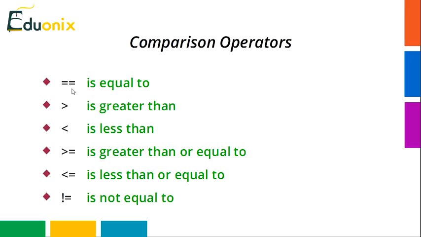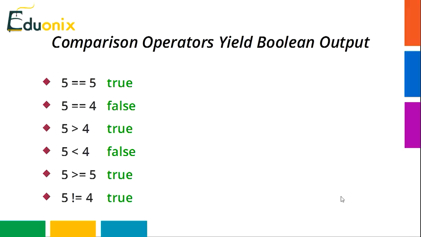Double equals means is it exactly identical to, and there's another one here, is greater than, is something greater than something else, is less than, is greater than or equal to, is less than or equal to, and is not equal to. All of these will yield a Boolean output. So let's have a look at some examples.